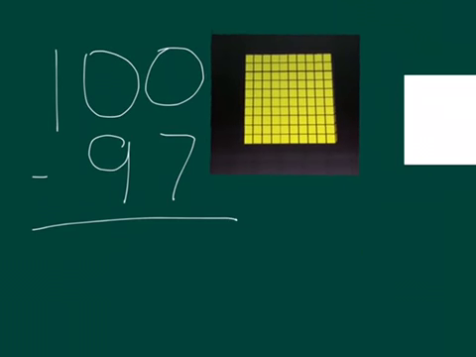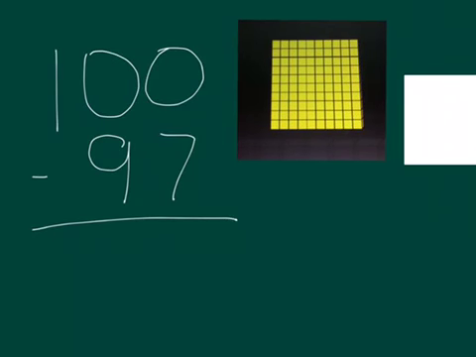in base 10 blocks. So this top number, 100, in base 10 blocks would look like this, a 100 flat. We're going to need to regroup this 100 flat, and we're going to need to change it into tens so that we can add something to our tens column. So let's think about this 100 flat. If I broke that apart and changed it into tens, how many tens would I have? I hope that you said 10. There are 10 rods in this 100 flat.